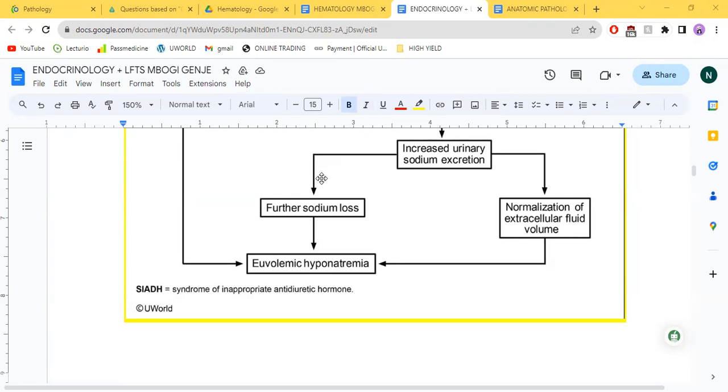Any answers in the chat? Think of this person. He has a lot of water. What do you do? The most important is management. Yes, loop diuretics. But what's the first step? So the first step is fluid restriction. You have to restrict fluid, because you can imagine this person has a lot of water. Then you want to cause the person to drink more fluid? No. So you do fluid restriction. That's the most important thing you have to do.